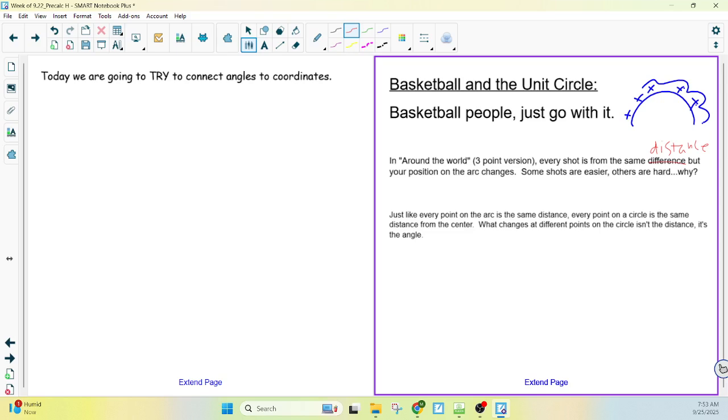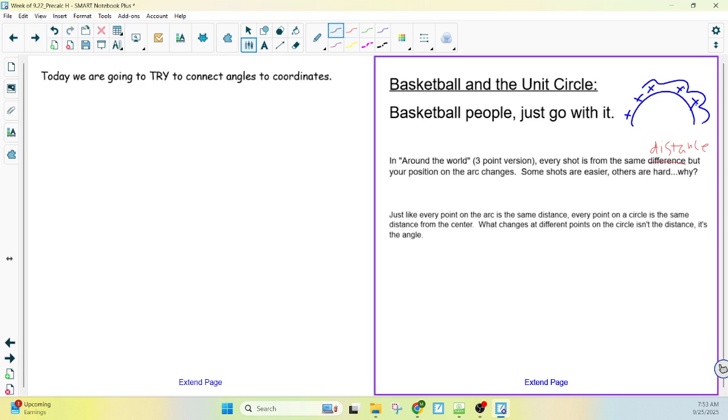And what makes it different? I guess what makes it different is simply the angle at which you're shooting. And that affects how you're going to hit the backboard, which you could consider like home base or the origin, where we're trying to get to. So we're talking about how only the angle is changing. Just like every point on this 3-point line is the same distance, every point on the circle is the same distance from the center.